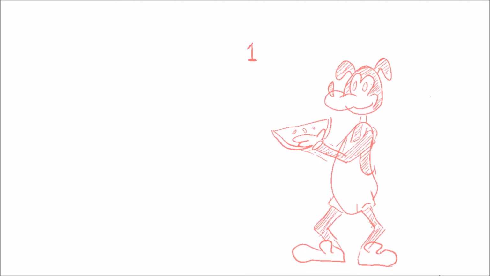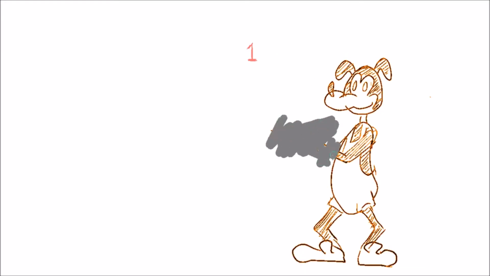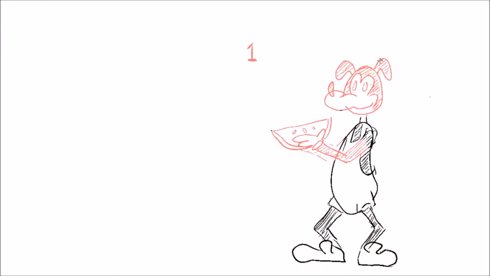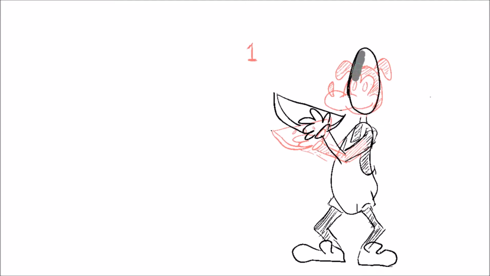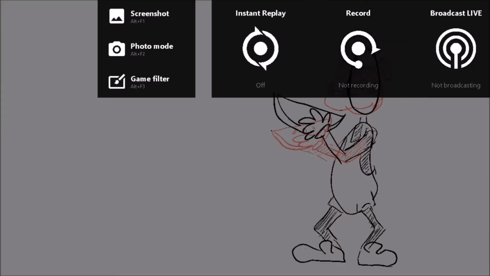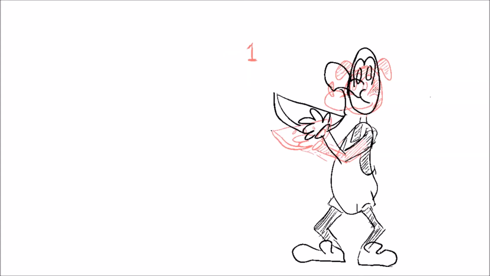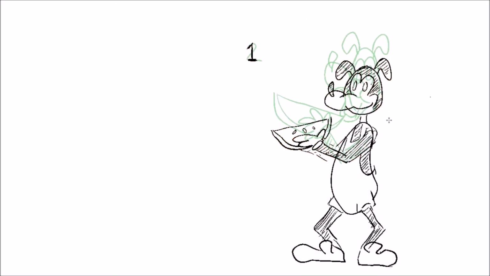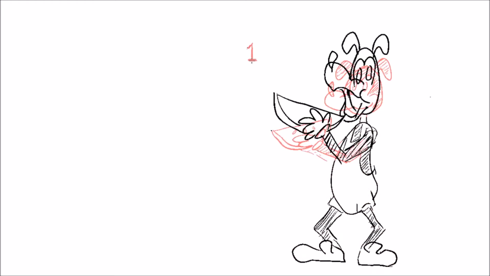So we're going to copy and paste the first frame here onto the next frame, which will be frame 9. And we're just going to erase the arm and the head, since that's pretty much the only thing that's moving here. You'll see me put 2 there, but it's actually on frame 9.